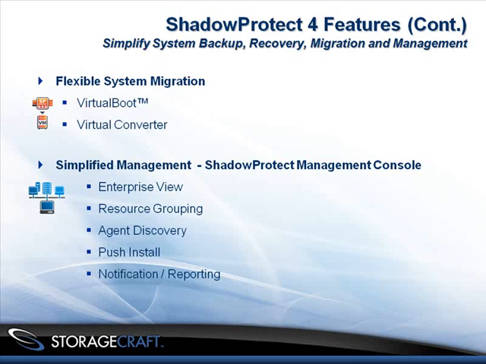Simplified management. We now have a management console, an enterprise view into all of the systems that are running ShadowProtect on your network. You can group them by resource or by job or whatever you desire there. You also can go out and see what machines on your network are running ShadowProtect, and then the ones that are not, you can actually do a push install. You can activate the license and tell the machines to reboot as well.